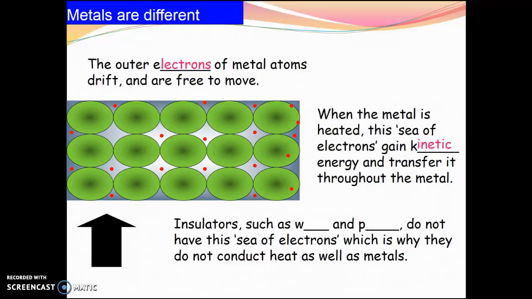So in the activity we did before this, if you notice, there were some objects that did not conduct electricity, and they did not conduct any type of energy that we were trying to conduct at the time. And so those materials didn't make the light bulb come on. Those are called insulators. Insulators such as wood and plastic, they don't have those electrons, so they don't conduct heat as well as those metals.